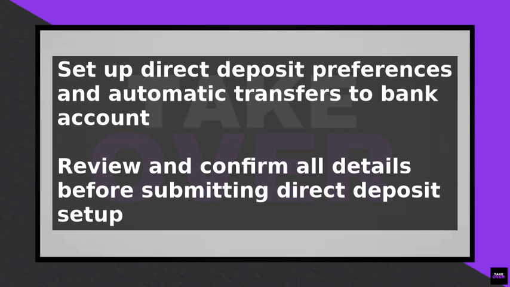It is crucial to keep your Western Union account and bank account information up to date to avoid any issues or disruptions to your direct deposit service. By following these steps and best practices, you can easily set up a Western Union direct deposit and enjoy the convenience and security of receiving money transfers directly into your bank account.